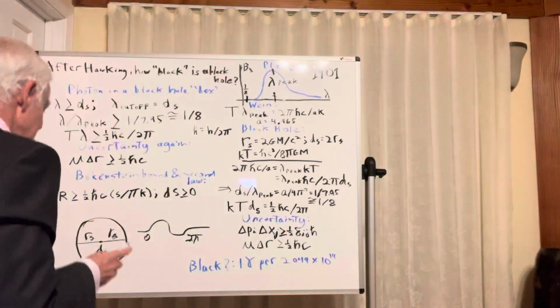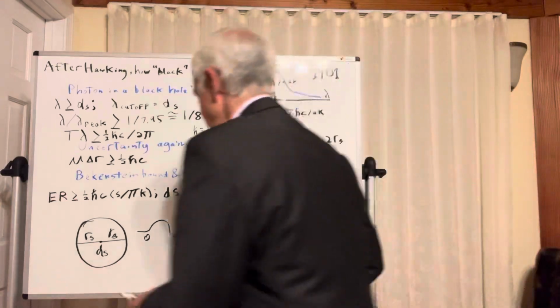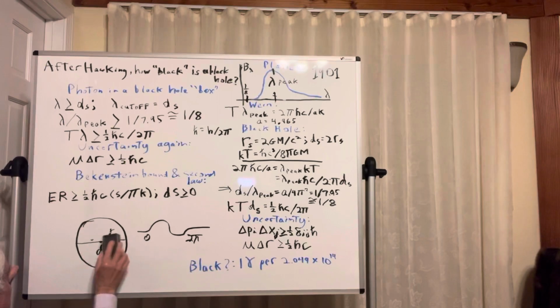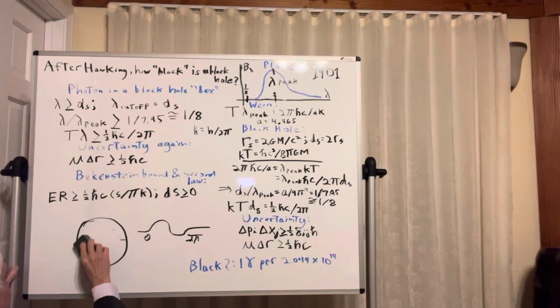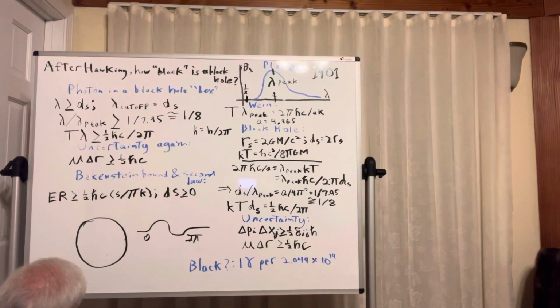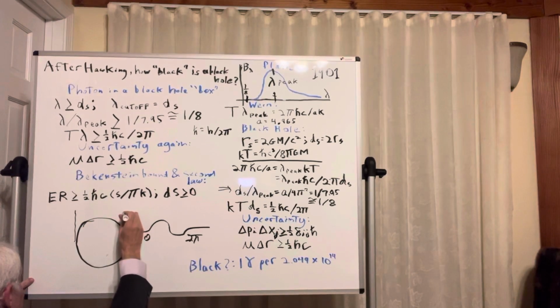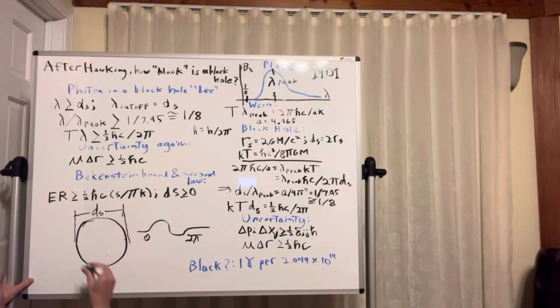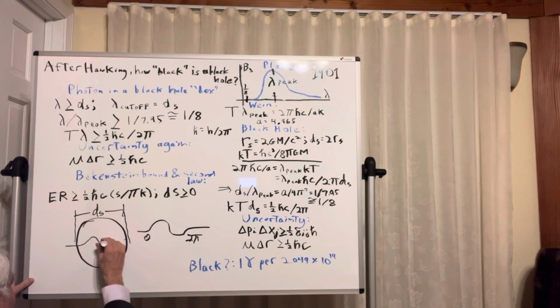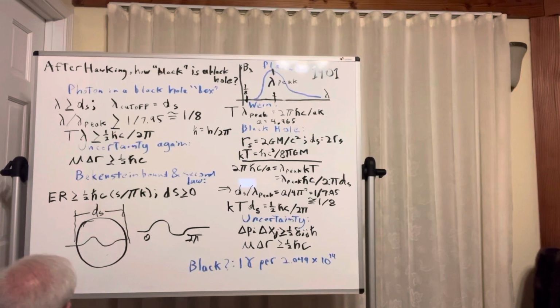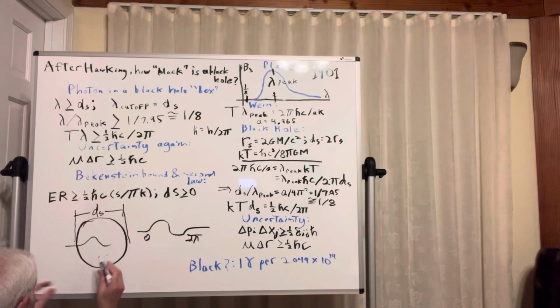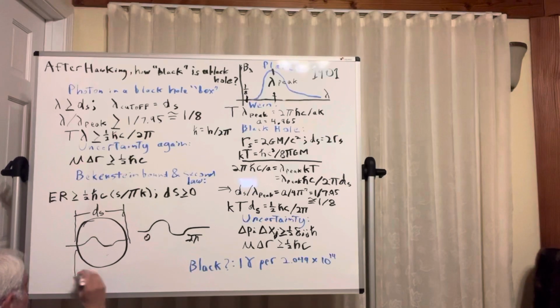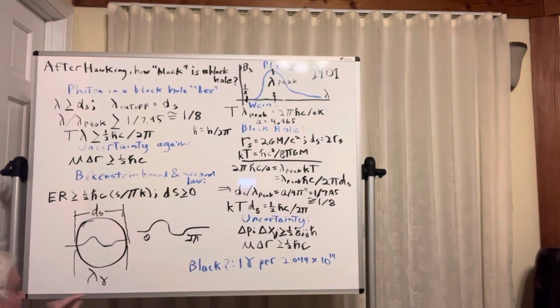We can have a photon, and I'll draw it right here. Let's just put the diameter up here. Here's the diameter of the black hole. And we're going to take a single photon and put it in the black hole. This is going to be the wavelength of the photon, using the gamma, which is, of course, commonly used to represent photons.